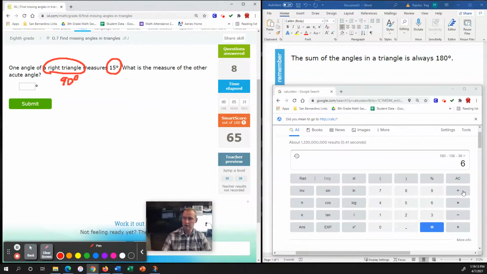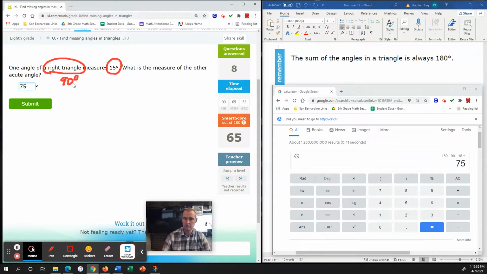All right, so remember, right triangles have 90 degrees in them. So I'm going to take my 180, and cut it in half by subtracting 90. By the way, half of 180 is 90. So whenever you have a right triangle, it's already half. And subtracting that last 15 degrees is going to give us a missing angle of 75 degrees.